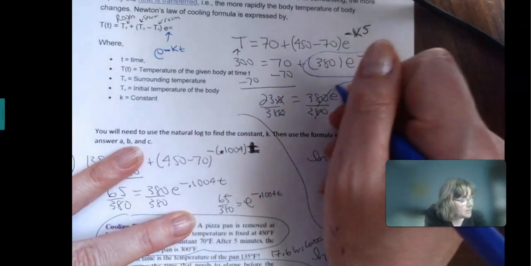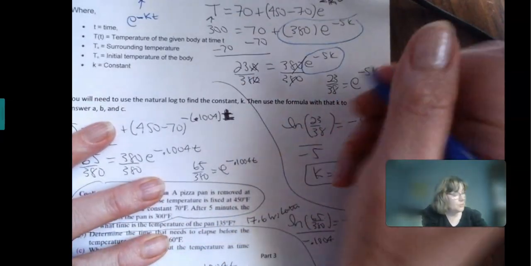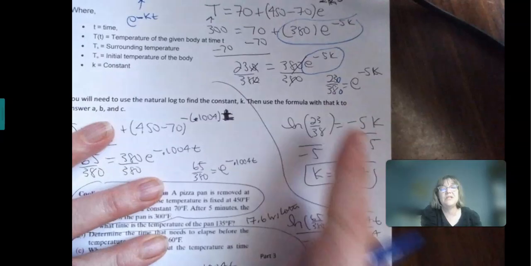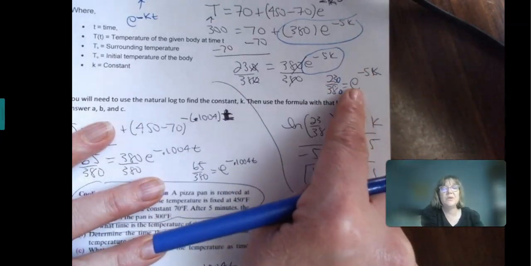Then you have to isolate the function. So that's when I divided. Okay, and you really don't have to reduce here because you're going to use a calculator anyway. So if you just want to leave it like that, you're fine. All right, now this is isolated. How do you get rid of exponential?